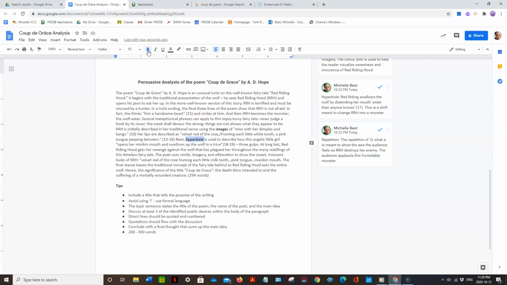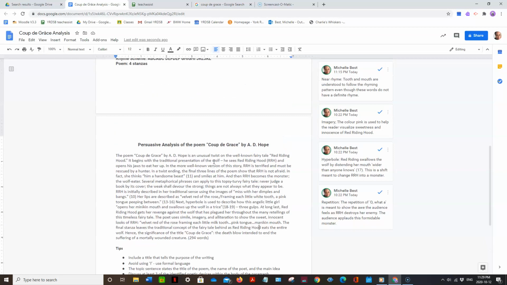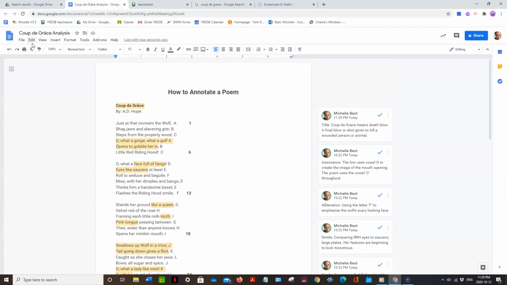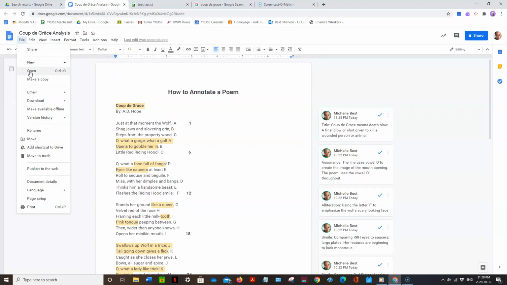So I'm going to take the bold off because you don't want to put the bold. Now normally I would be fine. You can submit it double spaced or single spaced, but your number of words should be approximately 300, or between 200 and 300 words, to give you a good analysis. So now we're ready to save and submit our annotations.